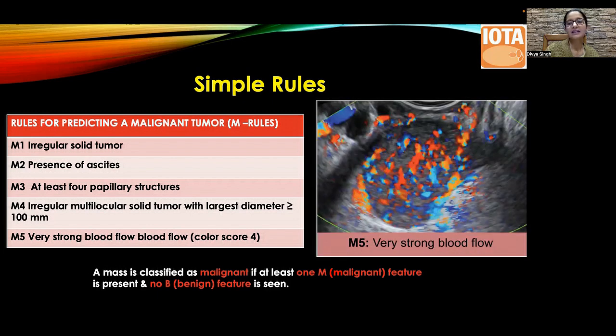And if we see very intense vascularity, that is color score of 4, as you see here, that is termed as M5. So if you see any one of these features in an adnexal mass in the absence of B features, then we can term the mass as being malignant by applying IOTA simple rules. So we've moved from simple descriptors to simple rules.